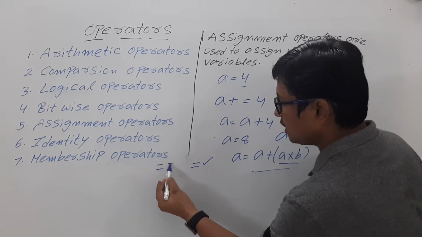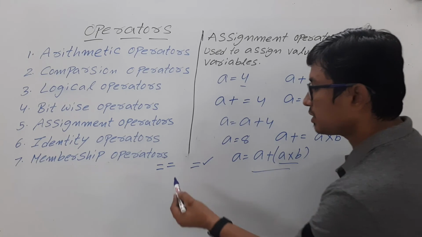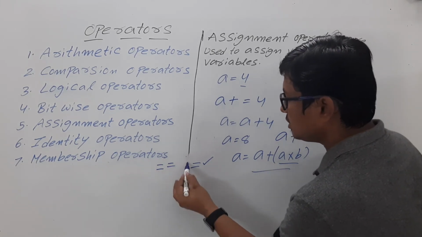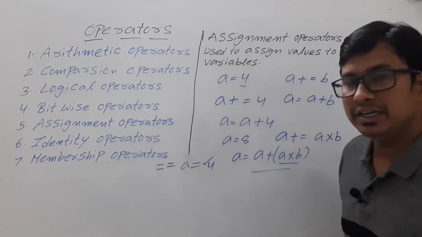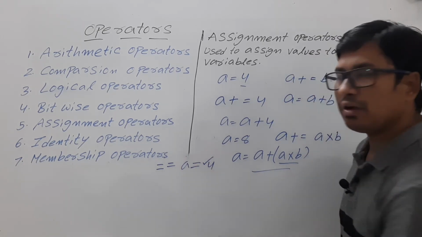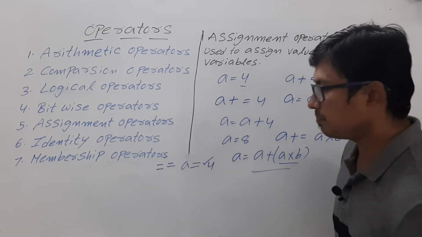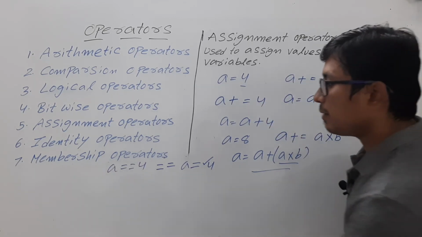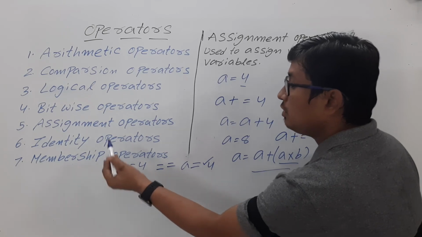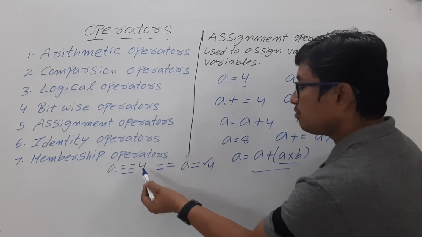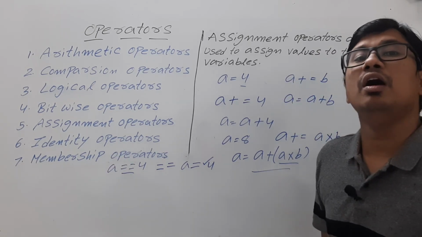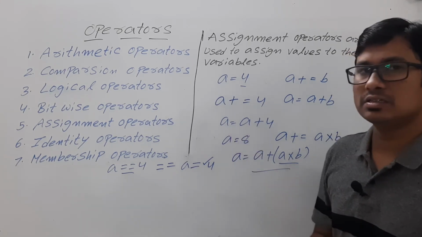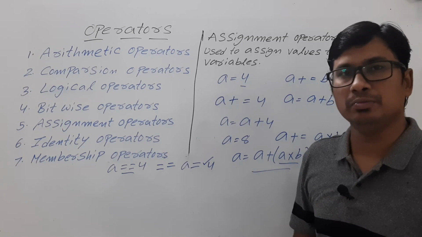Double equal to will be useful for you to compare whether they are equal or not. If I write a = 4, then the meaning is that I am assigning the value 4 to the variable a. If I write a == 4, then I am comparing whether the value in the variable a and 4 are equal or not. Okay. Now, let me show these things practically in the Jupyter notebook for you.